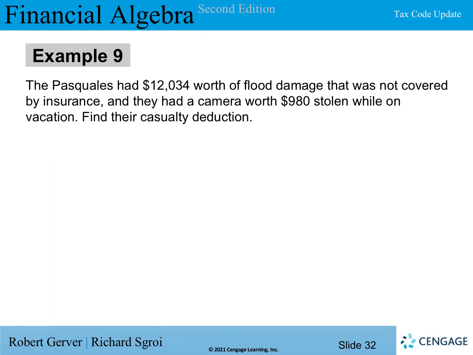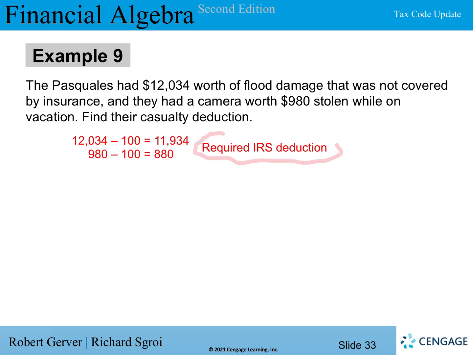Still continuing on, they had $12,034 worth of flood damage that was not covered by insurance, and they had a camera that was worth $980 that was stolen. So these will amount to being casualty deductions. So we deduct $100 from each of these casualty losses. This is the required IRS deduction, so these are diminished by $100 each. We add them up and we come out with $12,814 for their casualty deduction.